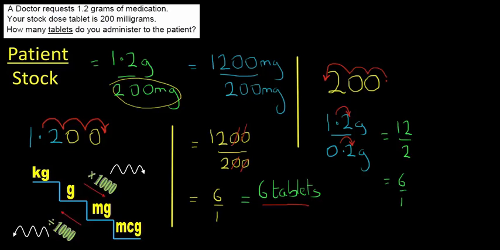But either way, it is a straightforward procedure for tablet dose to use the patient over stock, what you want over what you've got. With a calculator, it's a lot quicker, but whichever way you do it, you must always ensure before you fully carry out the formula that the units are the same, top and bottom.